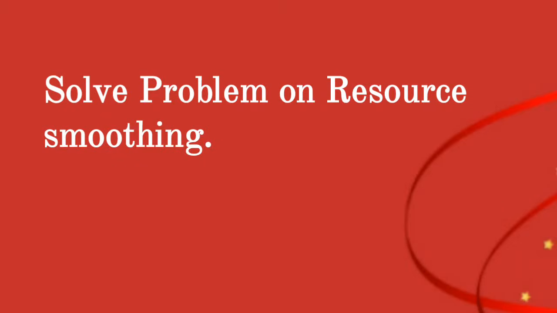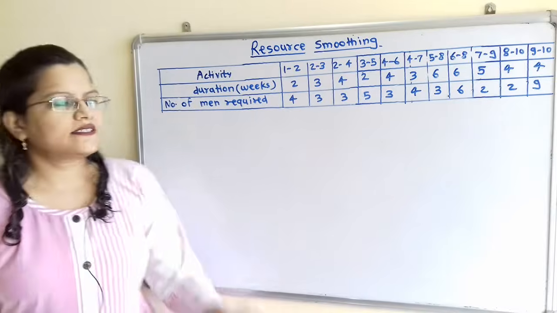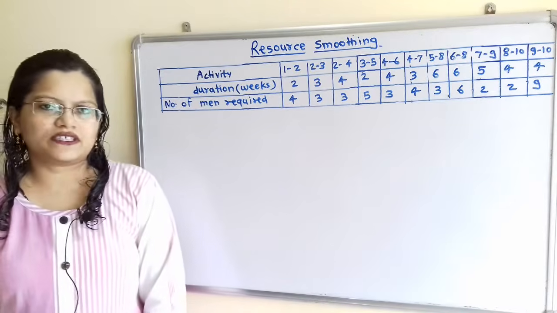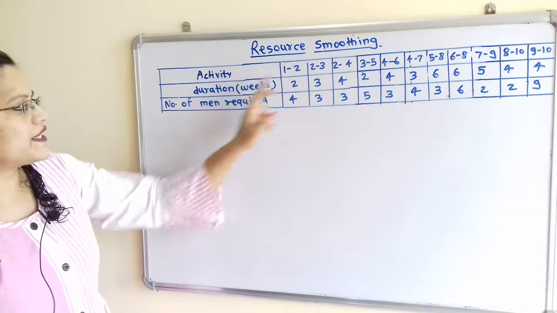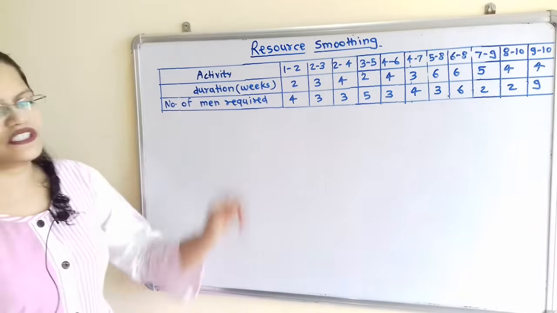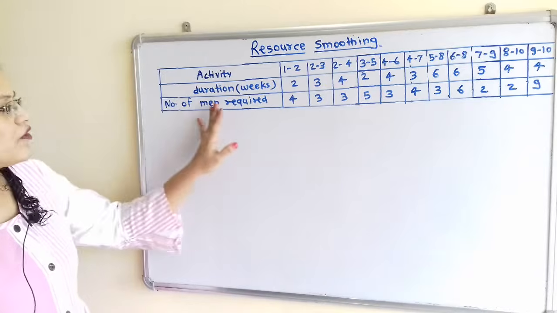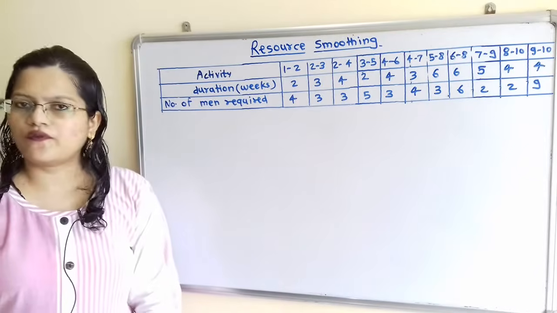Solve problem on resource smoothing. This table is mentioned in the question. From this table we can say that for the completion of activity 1 to 2, 2 weeks duration is required and the number of men required is equal to 4.